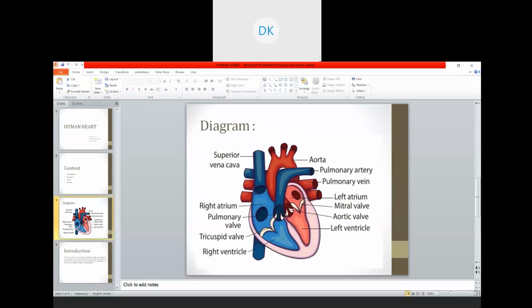Now you can see this diagram. Yes, ma'am. Okay. Now you can see this picture. I only share this picture. Yes, ma'am. Okay. Let's see.